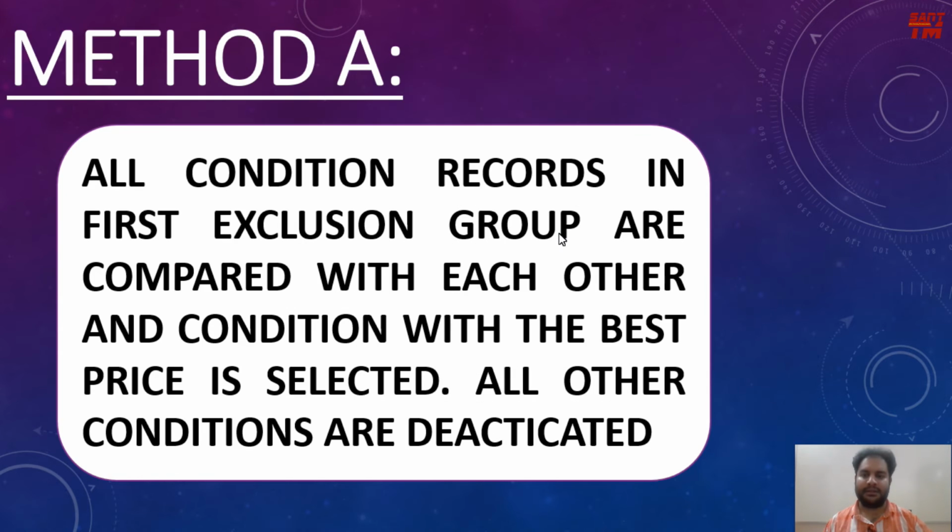Let us study them. The first method is called method A. This method A is the terminology of the SAP system only. Method A says all condition records in the first exclusion group are compared with each other and the condition with the best price is selected. All other conditions are deactivated. Note this point, we will understand it with the help of a simulation.